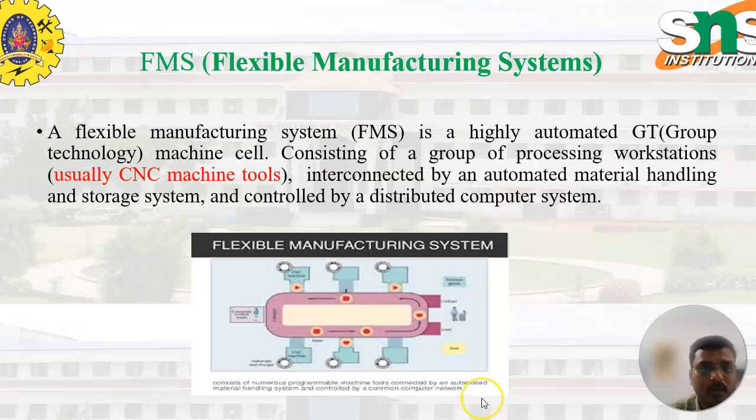Here the definition of FMS is that the flexible manufacturing system is a highly automated group technology machine cell consisting of processing workstations, usually called CNC machine tools. It means that the FMS stations will be connected with the CNC machine tools, interconnected by the automated material handling and storage system.